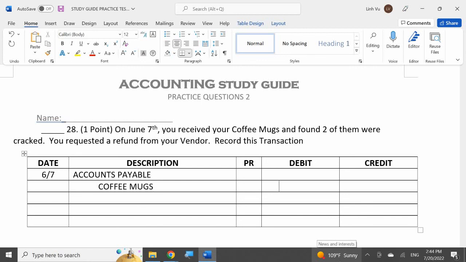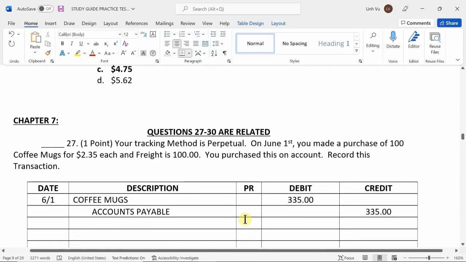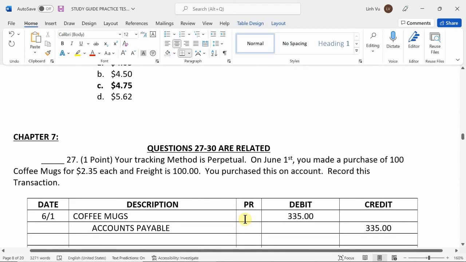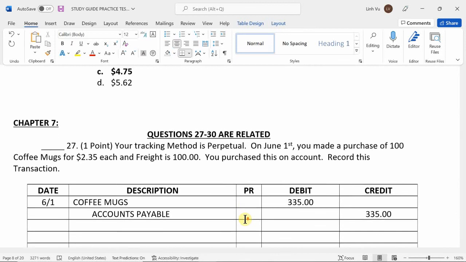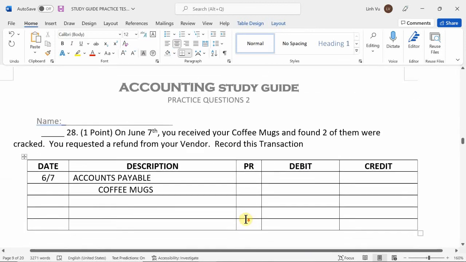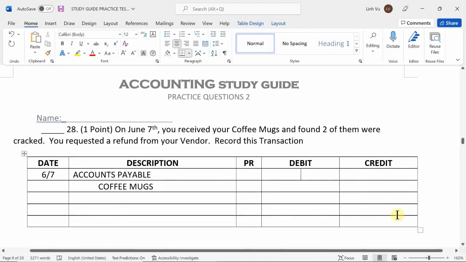Okay. So in this case, what was the original price that you purchased them at? They were $2.35. We're looking at what we originally purchased it for. Like Marcy said, you cannot return the freight, so you're going to ignore the freight. So if it cost me $2.35 and I'm only returning 2 of them, 2 times $2.35 will give you $4.70.